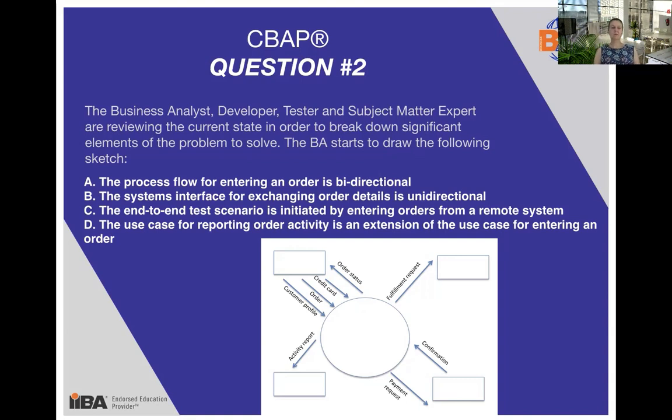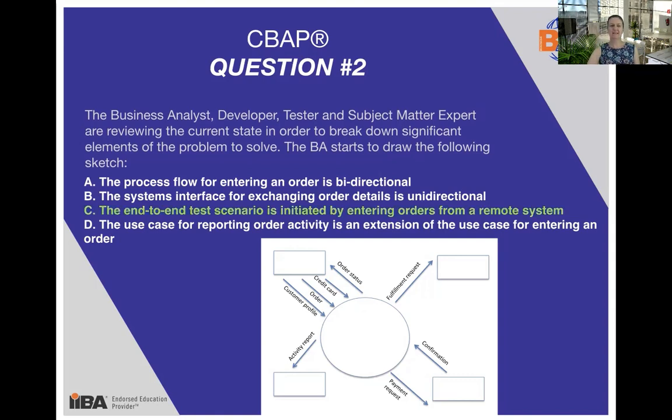So a small tip I might give you here is consider the diagram in terms of what type of diagram is this? What is the purpose of this diagram? What does this look like to you? Okay, let's have a look at the answer. So the answer is C. The end-to-end test scenario that's initiated by entering orders from a remote system. So you might wonder why? Why that one and maybe not A or potentially even B or D?